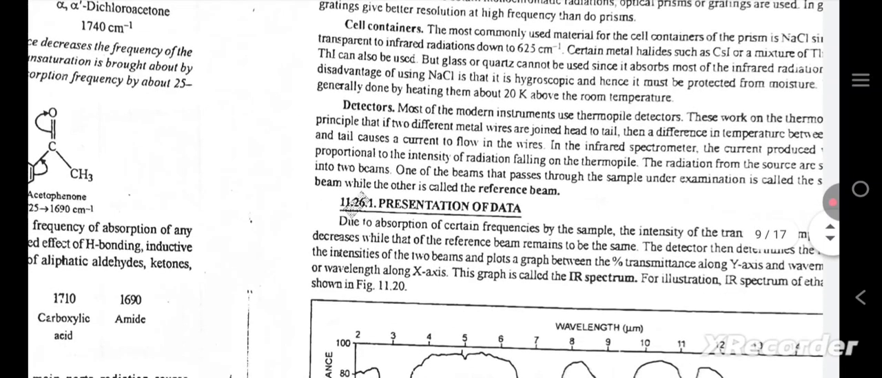Cell containers. The most commonly used material for the cell containers and the prism is NaCl, which is transparent to infrared radiation down to 625 cm⁻¹. Certain metal halides such as CsI or a mixture of TlBr and TlI can also be used, but glass or quartz cannot be used since they absorb most of the infrared radiation. A disadvantage of using NaCl is that it is hygroscopic and hence must be protected from moisture, generally done by heating them about 20 Kelvin above room temperature.